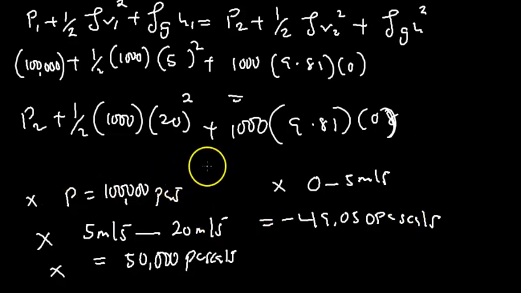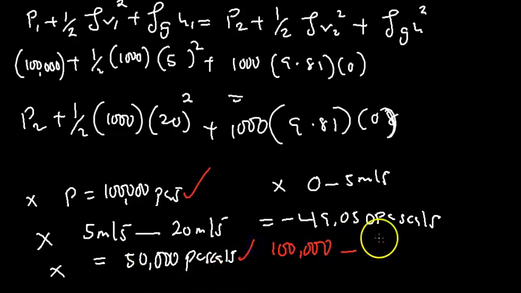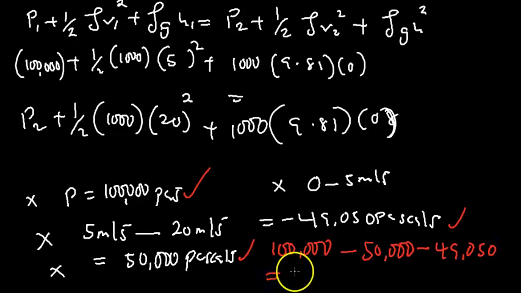So at this point, what you need to do is to add these two values. We are going to add 100,000 minus 50,000 minus 49,050. And your final answer is simply going to be 950. Therefore, we can finally conclude that our P2, the pressure at Q, is simply going to be 950 pascals.